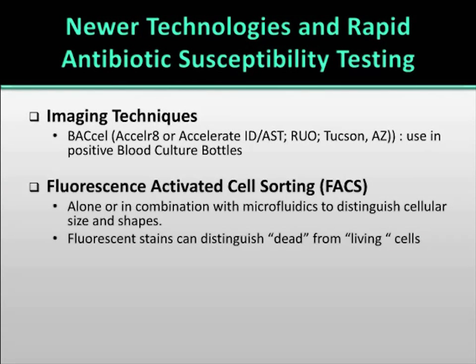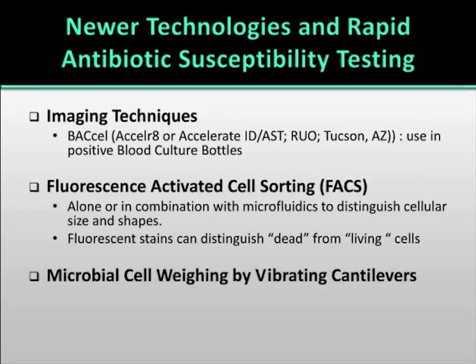We've all heard of FACS before when we talk to our hematology colleagues. This is fluorescence-activated cell sorting, which alone or in combination with microfluidics, and you'll hear more and more about microfluidics if you read the literature about rapid testing for susceptibility, can distinguish cellular size and shape. And fluorescent stains can indeed distinguish dead from living cells. So by using a FACS instrument, by using organisms that are subjected to antibiotics of different types, these stains can distinguish dead from living cells and help us to show whether or not an organism is going to be susceptible to a particular drug, much more quickly than overnight incubation or our conventional methods can do.